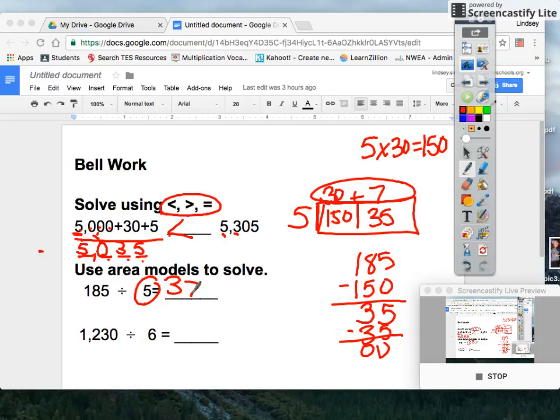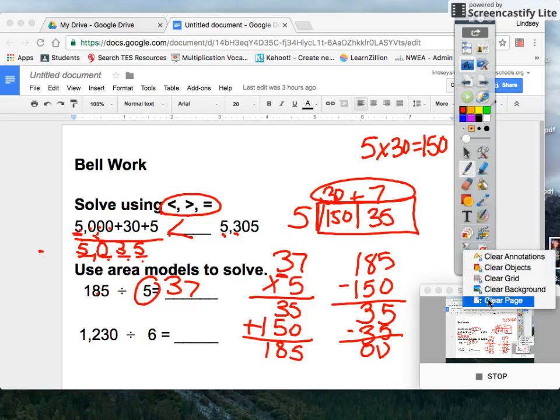Now, if I wanted to check this, somebody raise their hand and tell me, how do I check it? What you do, you multiply 37 times 5. And I'm going to do it the partial product way. 5 times 7 is 35. And then it's 5 times 30. That's not just a 3, that's a 30. 150. And we got 185. So we are correct. Good. All right. I'm going to clear the page.